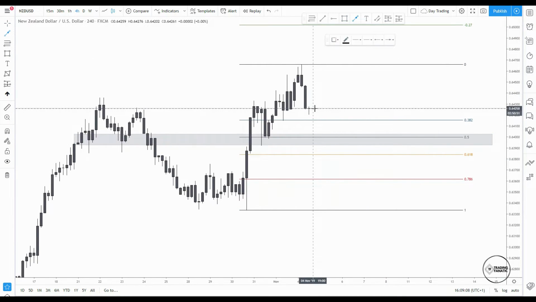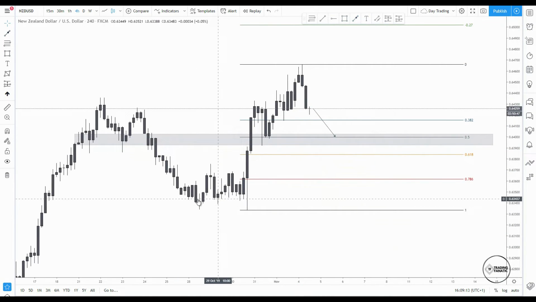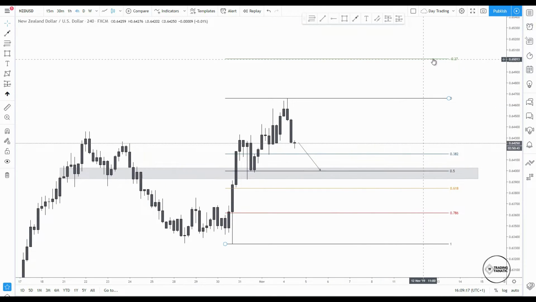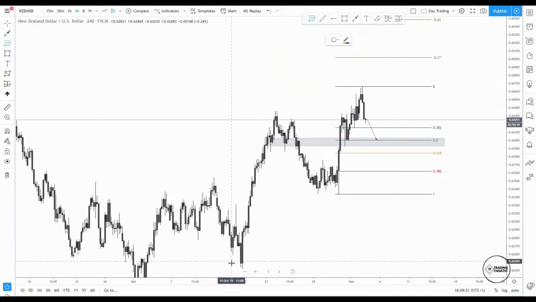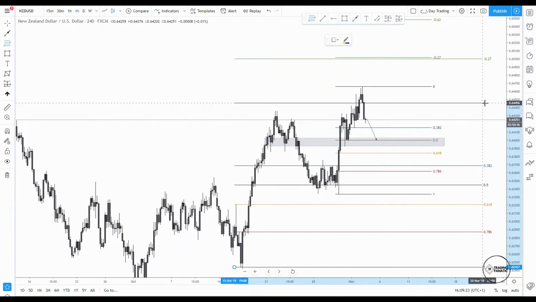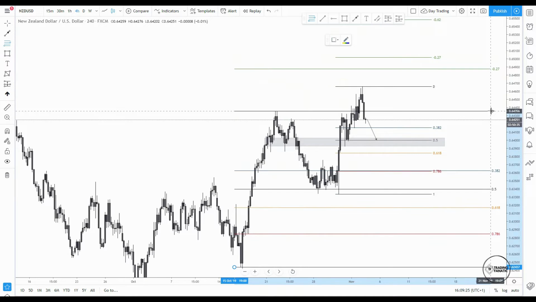So currently, I will be looking for price to reach this, to give me the same signals I'm waiting for, the criteria I have to execute this trade, and I will be targeting the 27 as well. If we plot this Fib again, just to have a look.